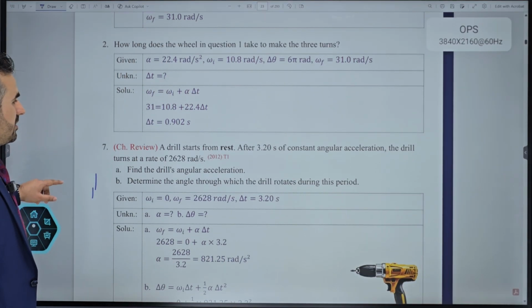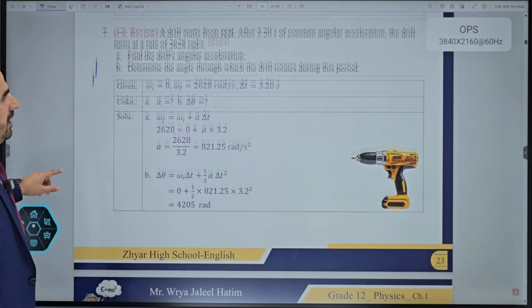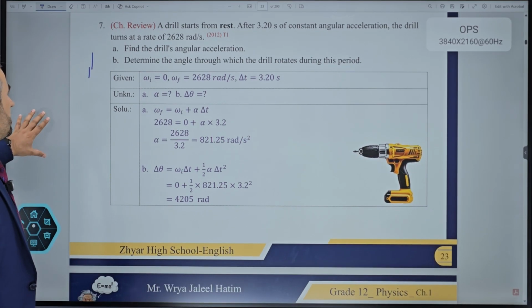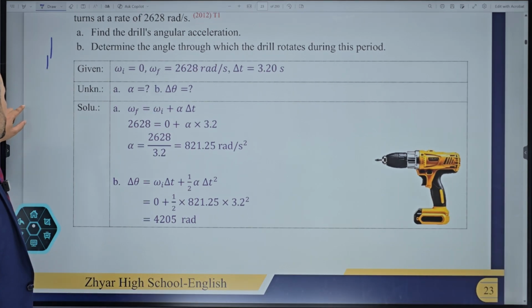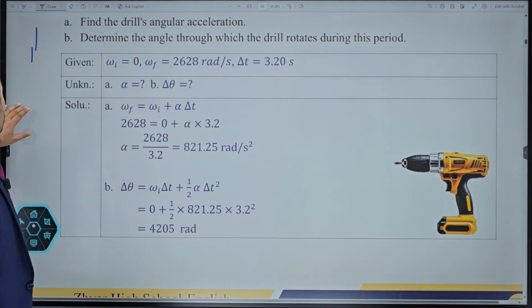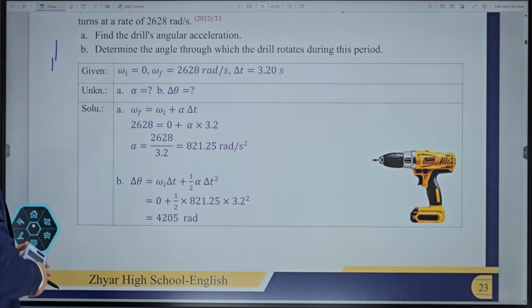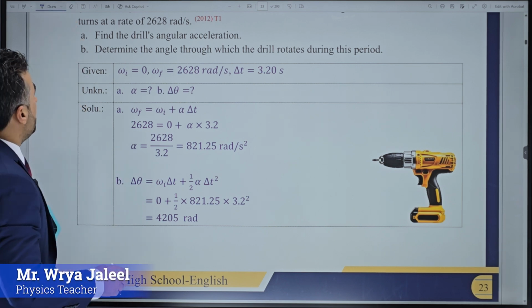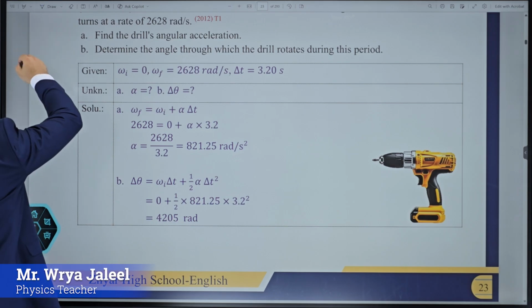Now, this question is also very interesting. The first part is super easy. The second part can also be easy as well. So let's just go through this one here. But first, make sure you write the keywords. What are the keywords here?